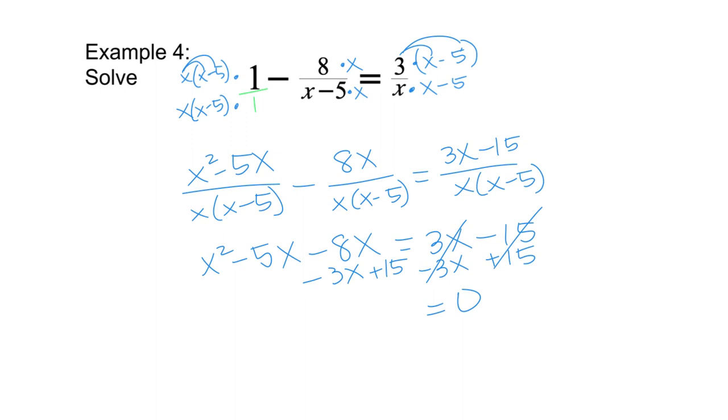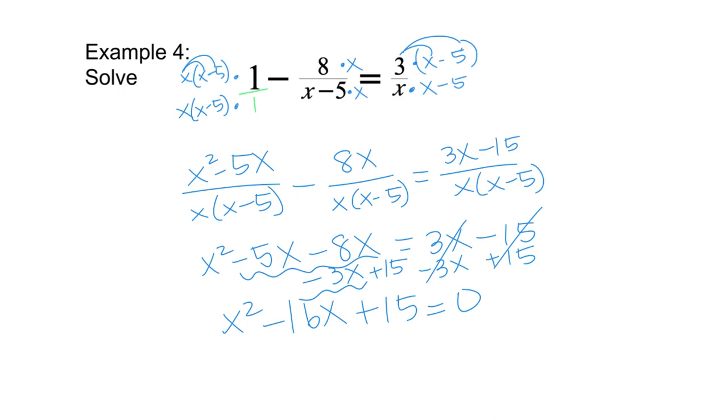X squared is just x squared. And then we have all these x's that can go together. So negative 5 minus 8 is negative 13. Minus a 3 is a negative 16x. So I just put all those x's together. And then plus 15 doesn't go with anything else, so I'm just going to put it on the end.